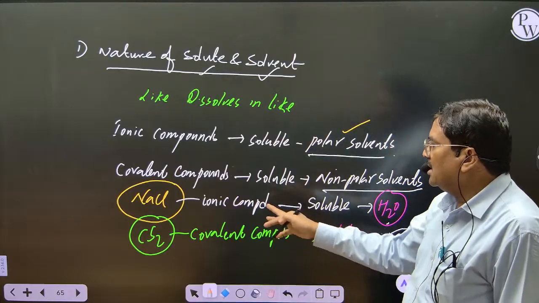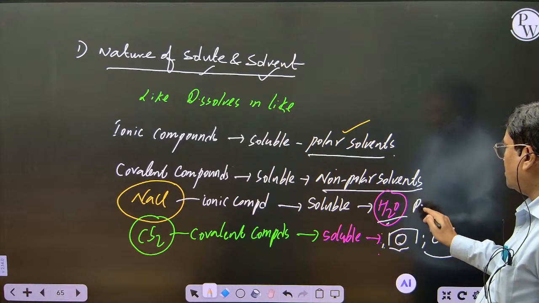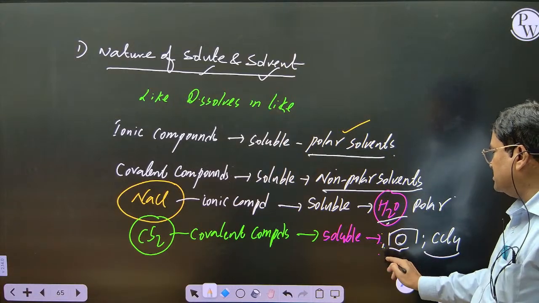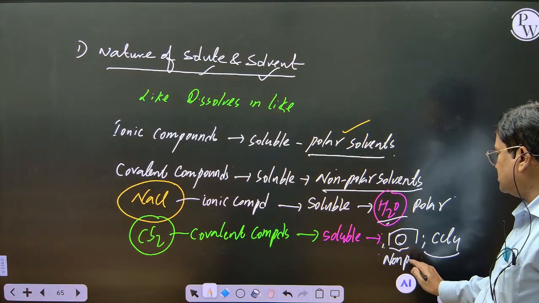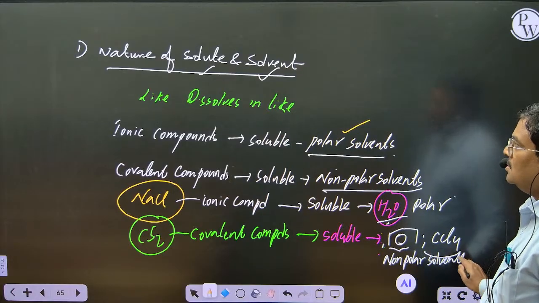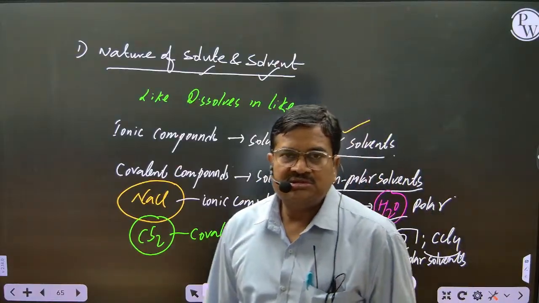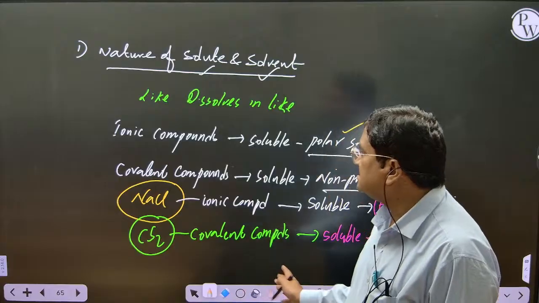So simple. Ionic compounds will be soluble in polar solvent. This is what solvent? Polar. Whereas these solvents are what? A non-polar solvent. Clear for all? No doubt, no? So this is what first factor, copy it fast.